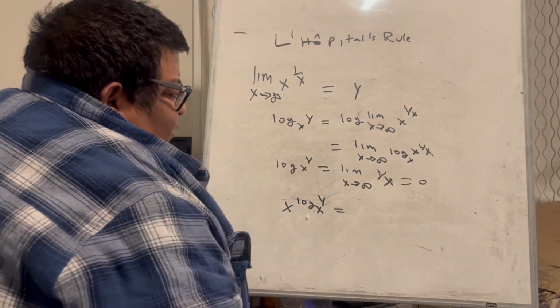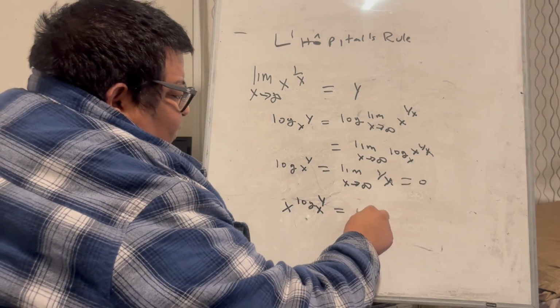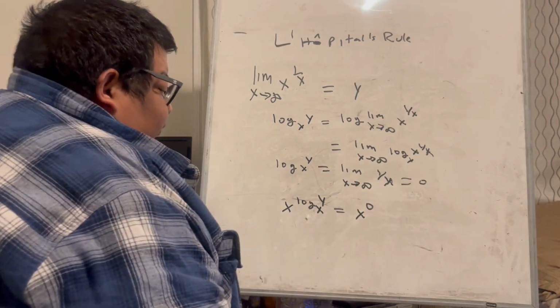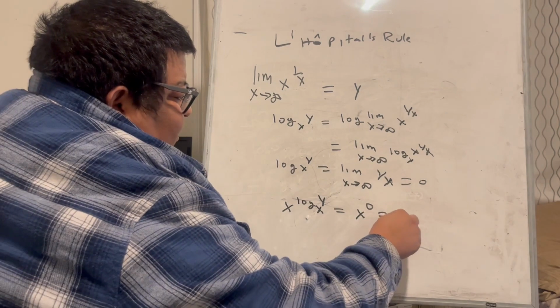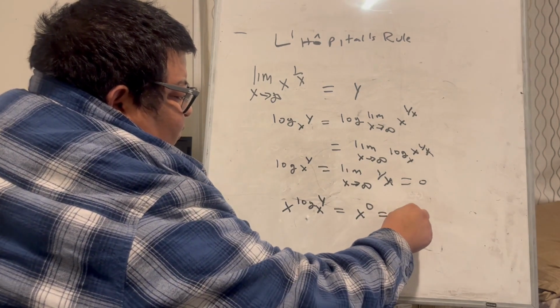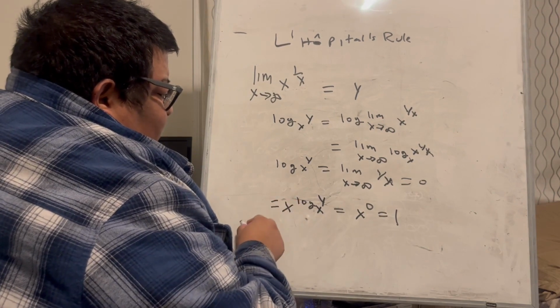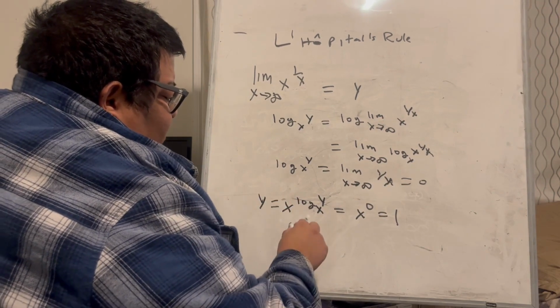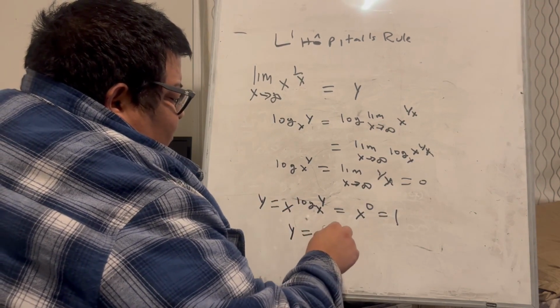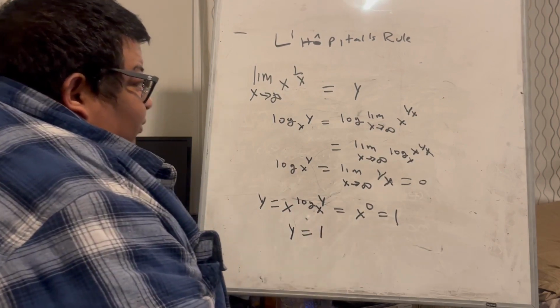So x to the log of y is equal to x to the 0, and that's equal to 1, and this is equal to y. So y is equal to 1.